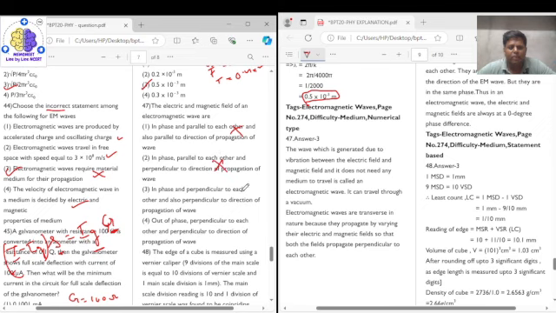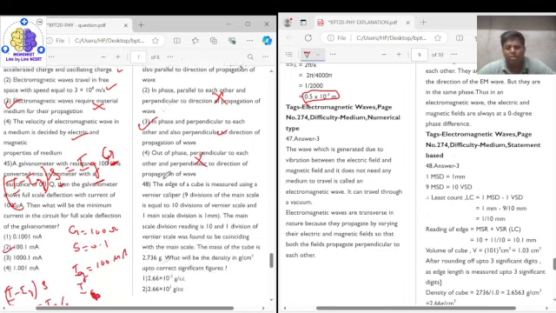In phase and perpendicular to each other and also perpendicular to the direction of propagation? Yes. Out of phase, perpendicular to each other and perpendicular? No, they are not out of phase. So the correct answer is option 3. For questions 46 and 47, the correct answer is option 3.